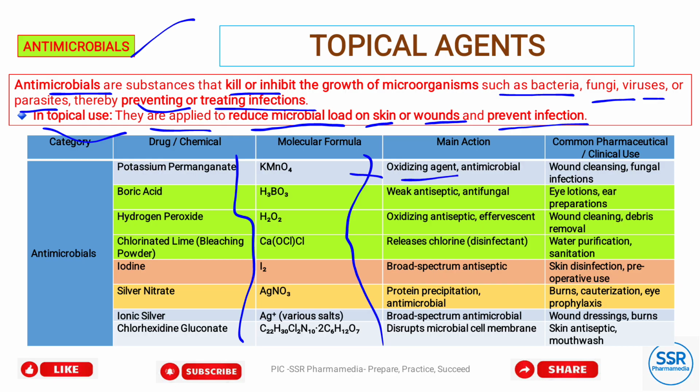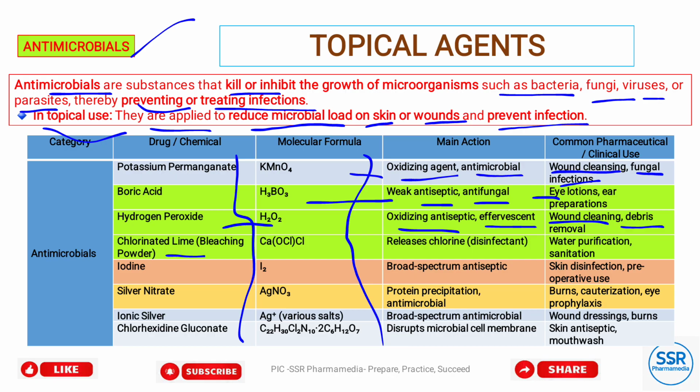Potassium permanganate acts as an oxidizing agent, it's antimicrobial, and it's mainly used in the preparation of wound cleansing and fungal infections. And boric acid is a weak antiseptic and antifungal. It's mainly used in eye lotions and ear drops preparations. And hydrogen peroxide is an oxidizing antiseptic and produces effervescence. It is used in wound cleaning and debris removal.